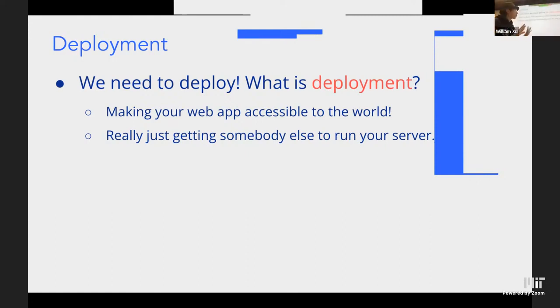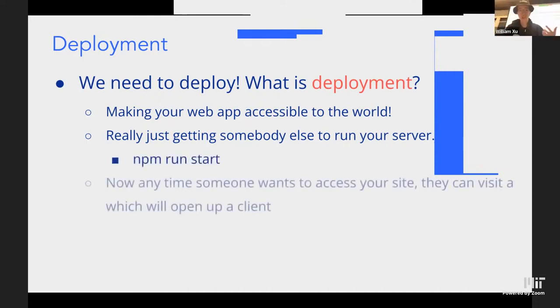Yeah, and the whole idea of deployment is that you want to make your web app accessible to the entire world. So now if anyone wants to access your site, once it's deployed, they can just visit the URL, and this will open up the client on their end. Instead of going to localhost 3000, go to your site.heroku.com, anything like that.